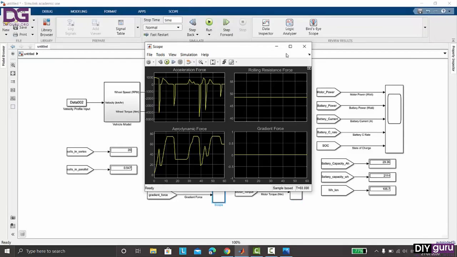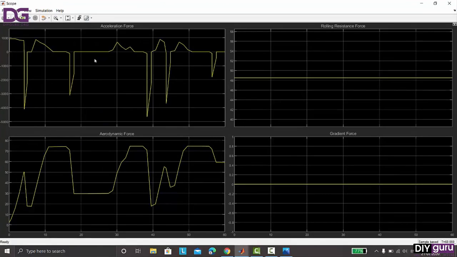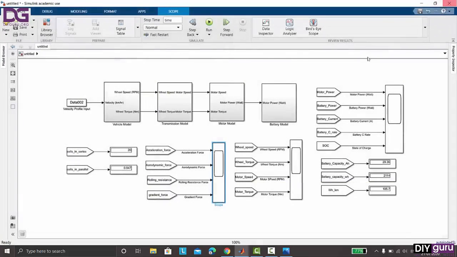This is the force variation, this is the acceleration variation. The negative value denotes the strong deceleration. The aerodynamic force variation is similar to the velocity profile input which we have given, as it depends on the velocity. Rolling resistance remains constant as it does not depend on velocity, and the gradient force is 0 as there is no slope. Thank you very much.